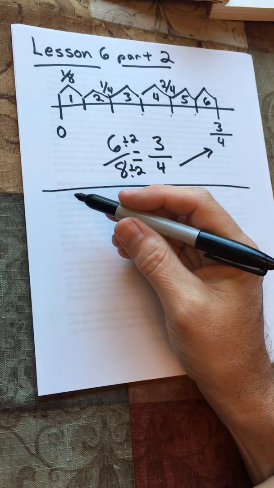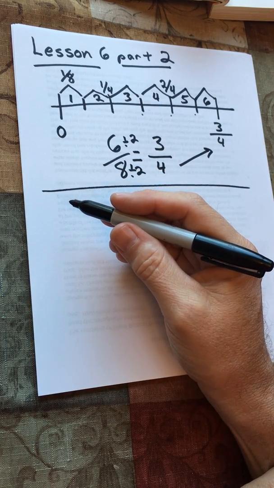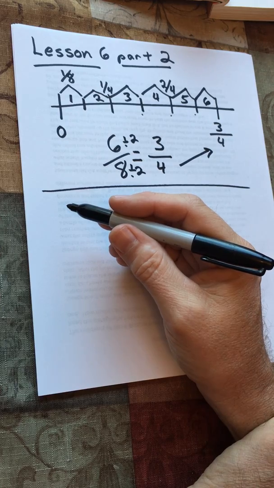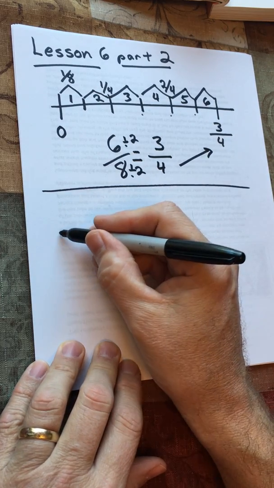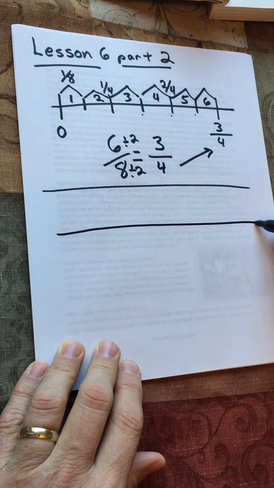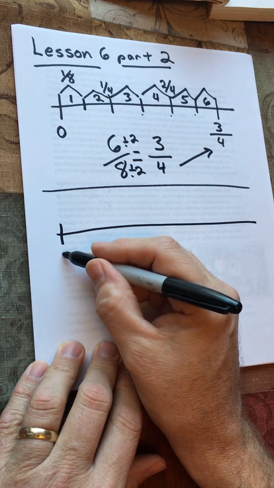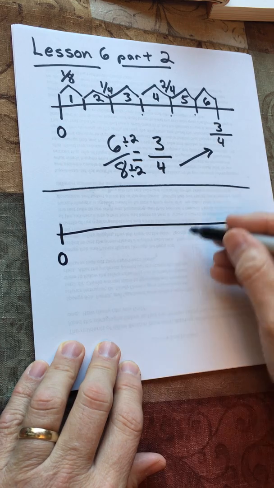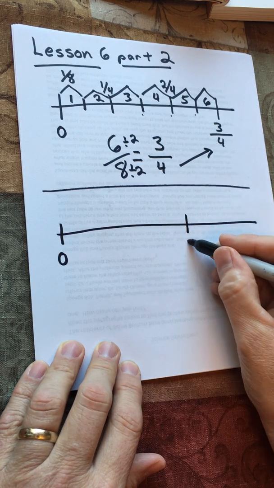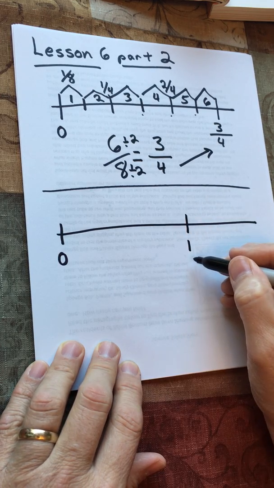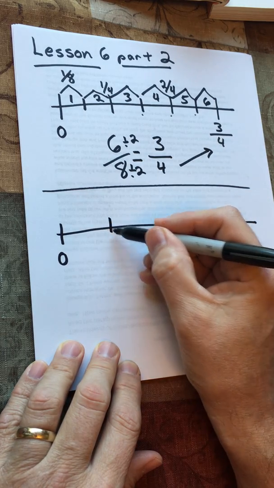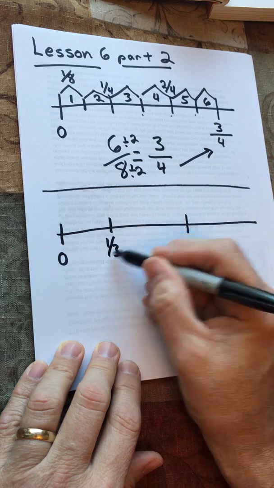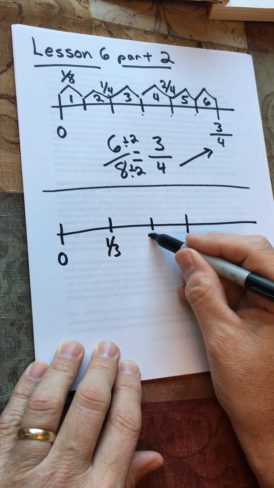So here they said that they have 4/3. And you say, well, how much is that? Well, here's our number line, right? And we're starting off with 0 down here. And this one's going to be 1. And let's divide this into thirds. Okay, well, so this is going to be 1/3 of the way. And this is going to be 2/3.